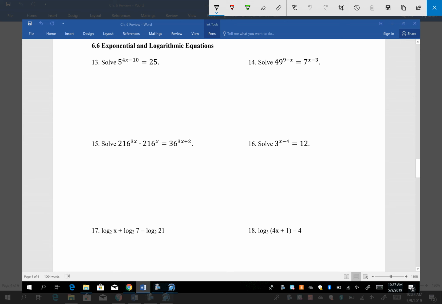13. No, there's no logs here. I'm going to rewrite the other side where it says 25 as 5 squared. And now we're ready. They have the same base. So these two must be the same. So 4x minus 10 equals 2. 4x equals 12. X equals 3.